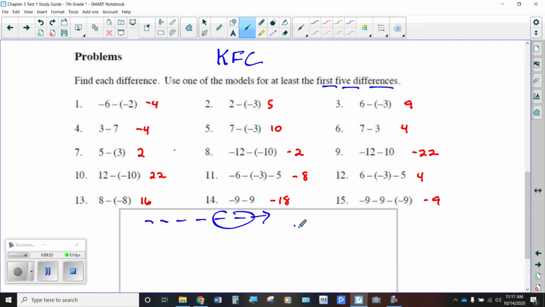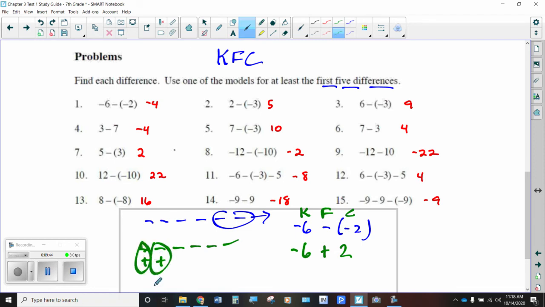Now, if you did -6 minus a -2, and then you did KFC on top of that, then we would keep the -6, we would flip that to a plus sign, and then we would change that to a +2. Okay, so what does this model look like? 1, 2, 3, 4, 5, 6 plus +2. How many 0 pairs are there? So our final answer ends up being -4, which is the same.